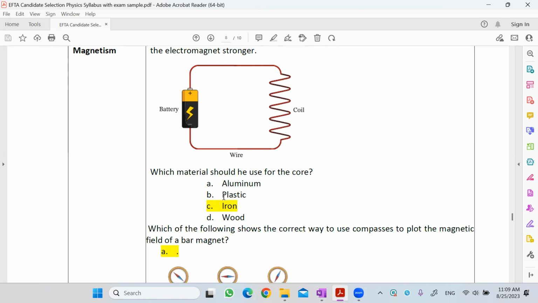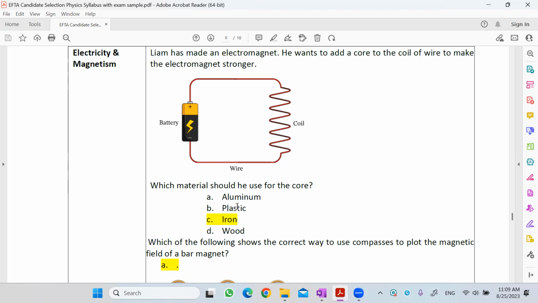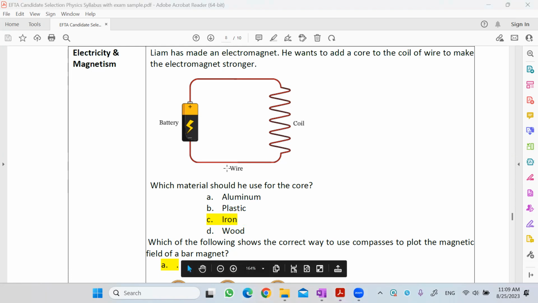So between these four materials, it's not the wood, it's not the plastic, and it's not the aluminum. It's the iron. So the correct one is the iron. What do they mean by the core? What is the core? Okay, let me just try to show you a picture here from Google directly. It's a material they use to create an electromagnet using a coil and electricity.